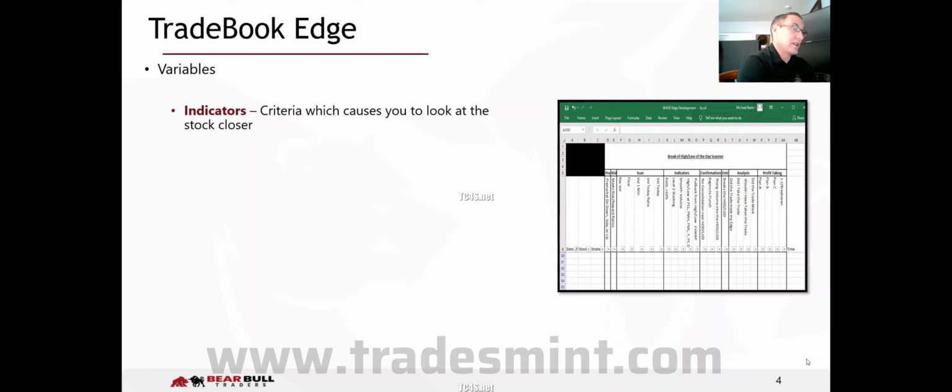So here's indicators. Indicators that a stock is setting up the way you want it. This is the criteria which causes you to look at that stock closer. You get excited when you see it. So you're scanning your screens, you see something that catches your eye. For me, I'm going to use the break of high of day here to explain it to you. So I'm scanning my screens, bam, I see a pullback from the high of the day.